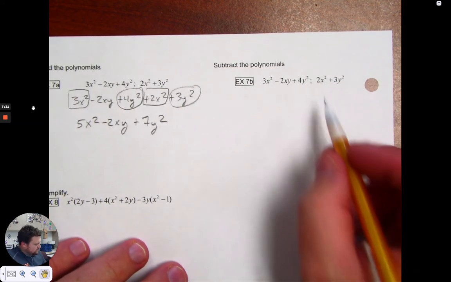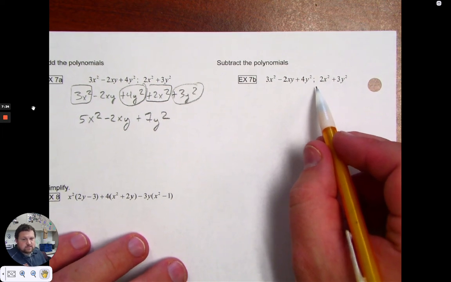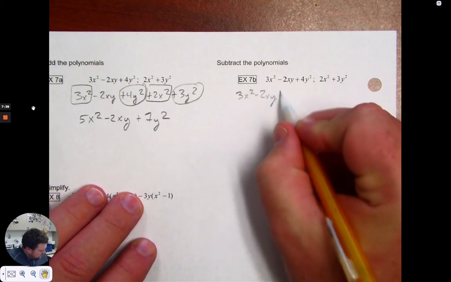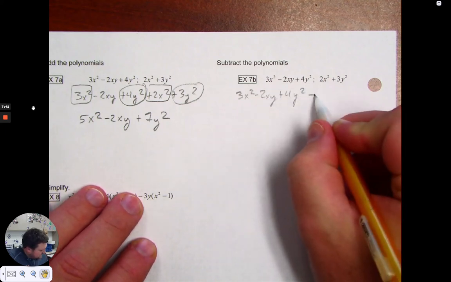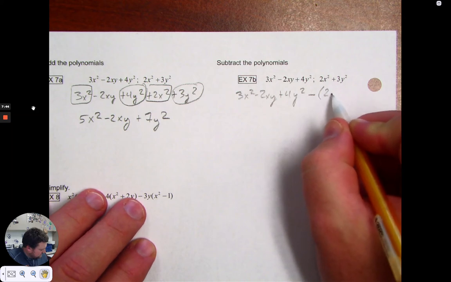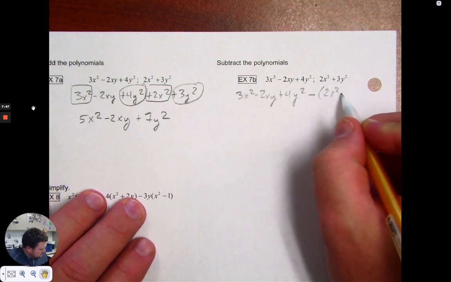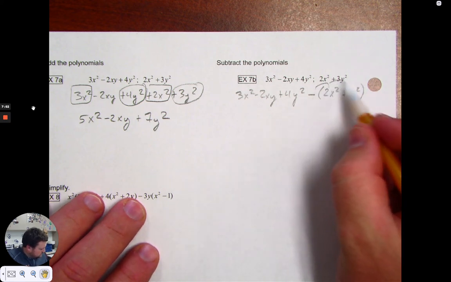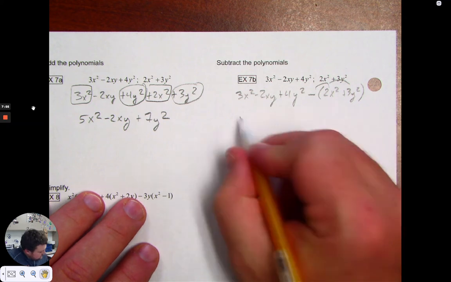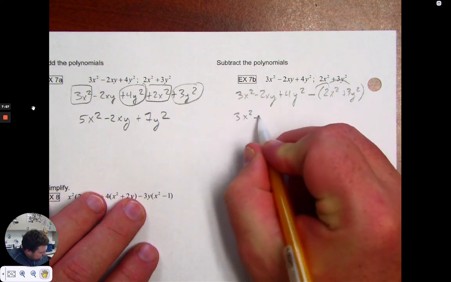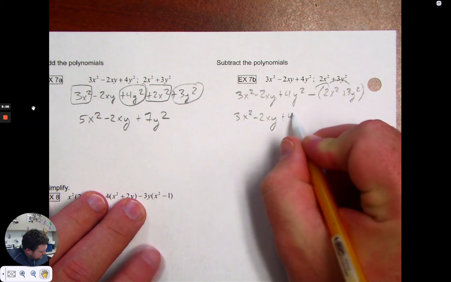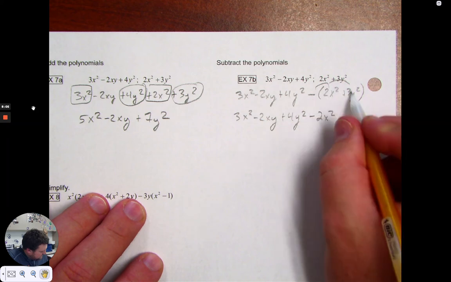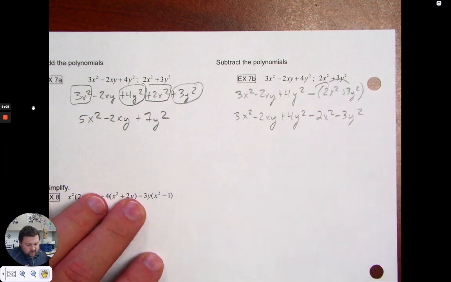Now the second part of this problem is the same exact idea, only this time we're subtracting. So this is going to be 3x squared minus 2xy plus 4y squared minus, and we have to be careful here because this is subtracting this whole quantity, our 2x squared plus 3y squared. So we want to distribute this negative to both parts of that. So we really have 3x squared minus 2xy plus 4y squared minus 2x squared minus 3y squared.